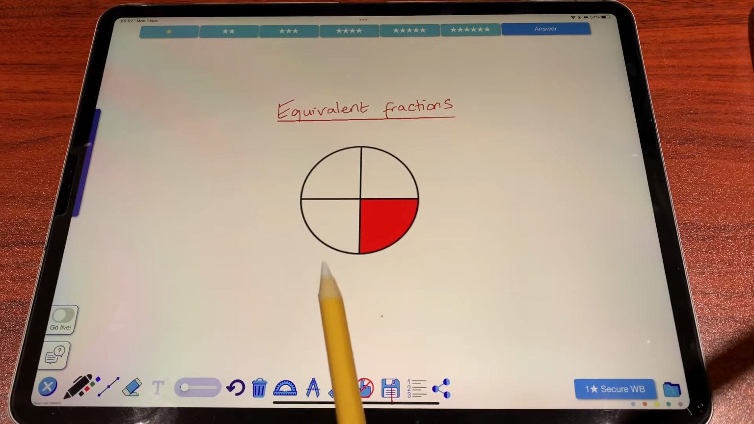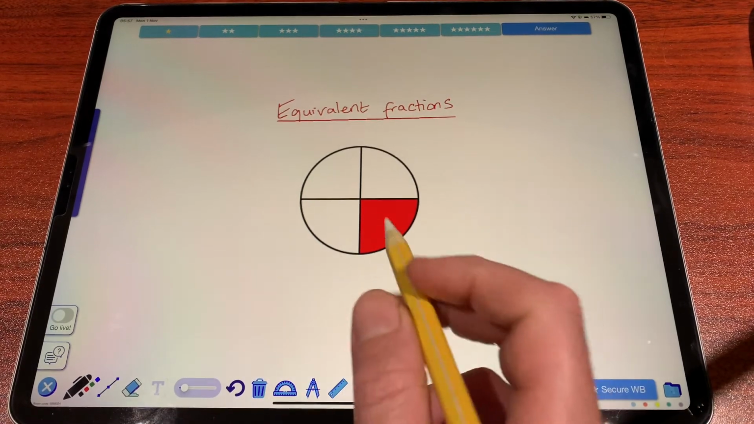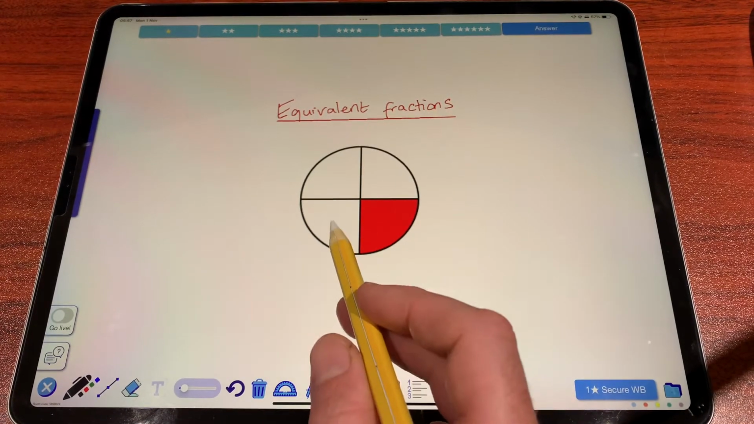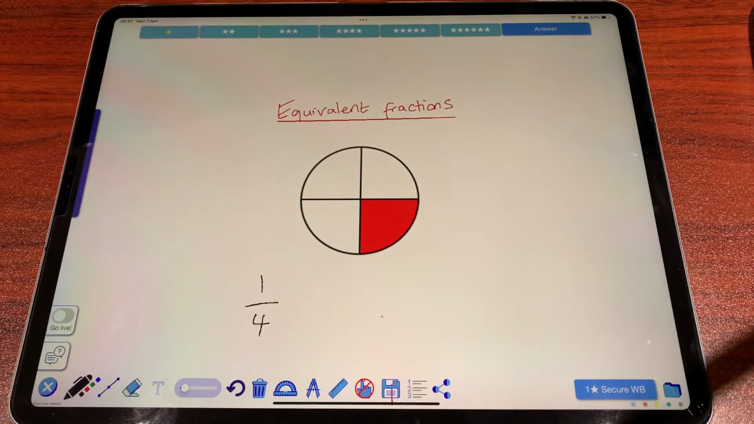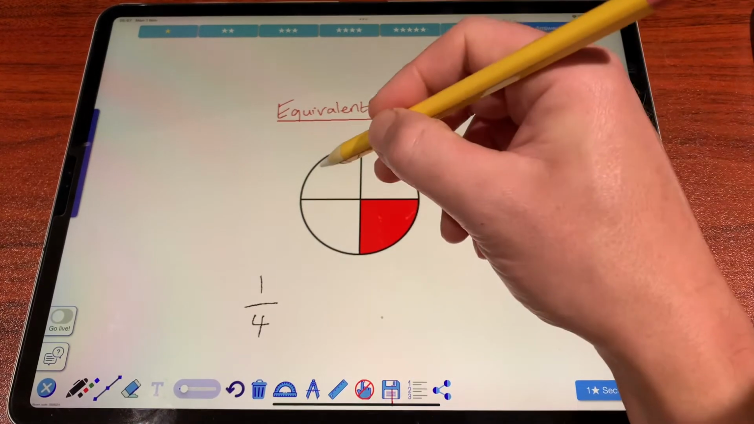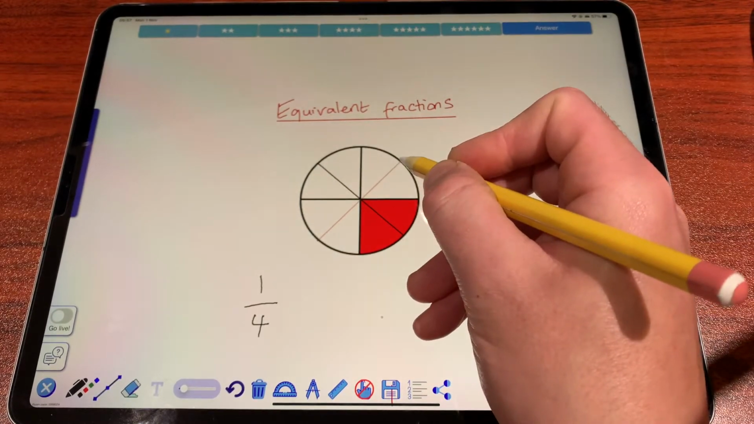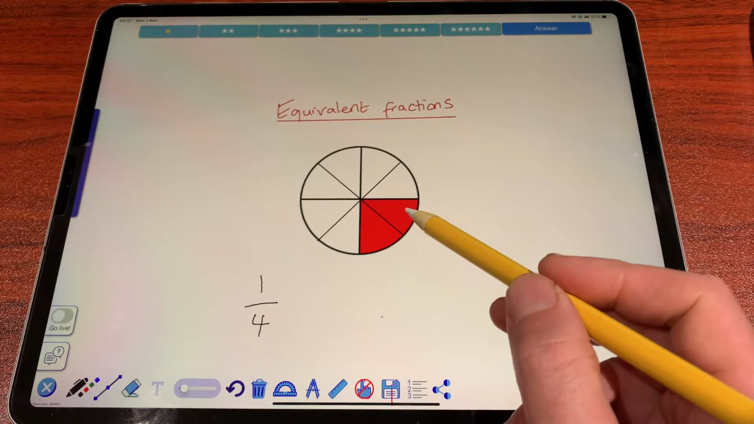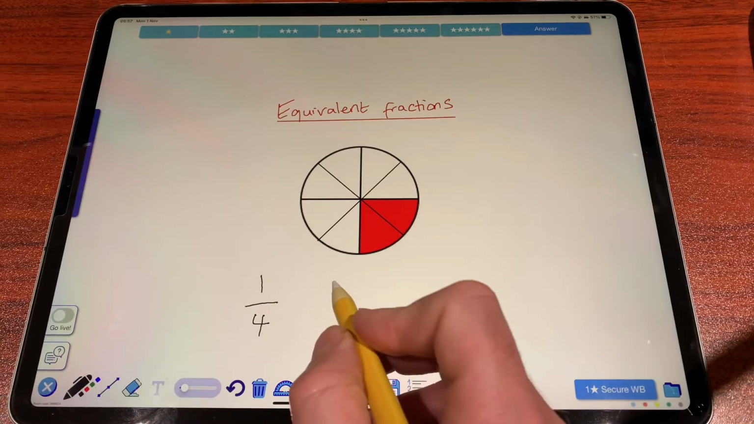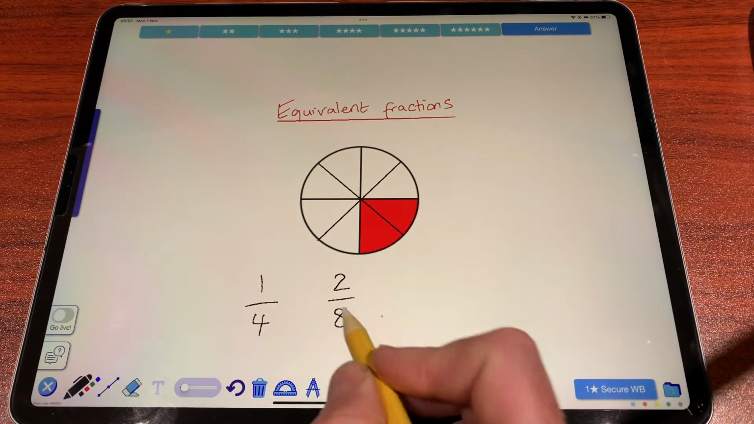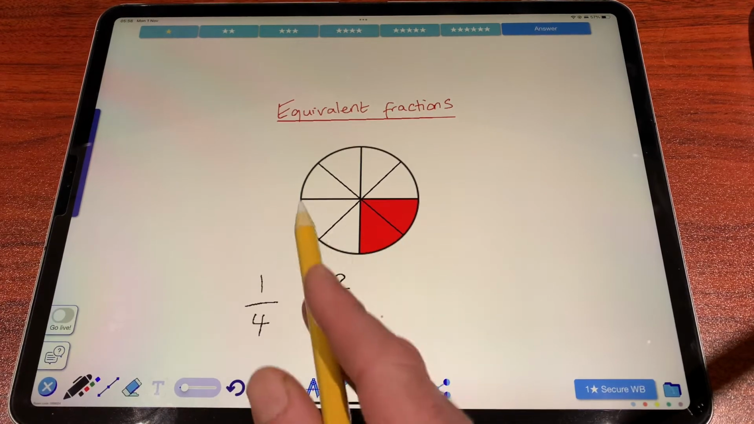In this video, we're going to be looking at the idea of an equivalent fraction. Take a look at this example. 1/4 is represented by this diagram because 1 out of 4 are shaded. Notice how, if I was to divide each section into 2, I now have 2 out of 8 that are shaded. These are known as equivalent fractions because the same proportion of the shape is shaded.